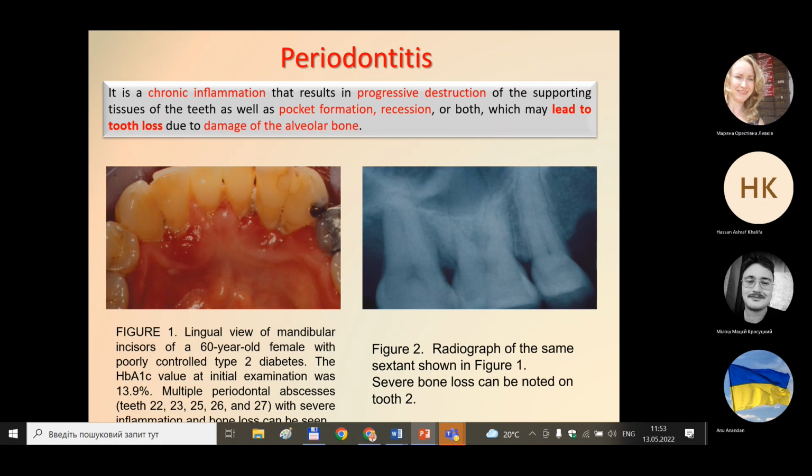Periodontitis. Periodontitis is one of the problems that diabetes mellitus patients can face. It is chronic inflammation that results in a progressive destruction of the supporting tissues of the teeth, as well as pocket formation, recession, or both, which may lead to tooth loss due to damage of the alveolar bone.